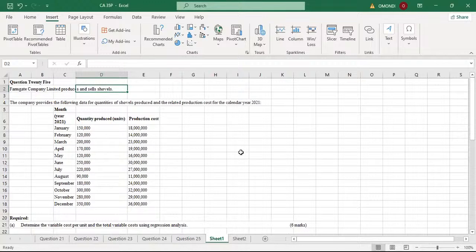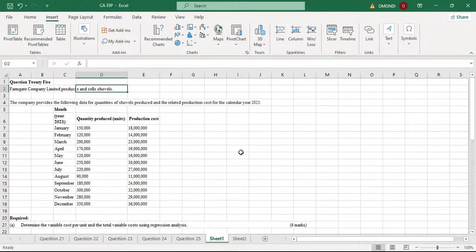So we are told that Farmgate Company Limited produces and sells shovels. The company provides the following data for quantities of shovels produced and the related production costs for the calendar year 2021. So we have the month given there for the year 2021. We have quantities produced in brackets units, that is the unit of measure. Then we have production costs.